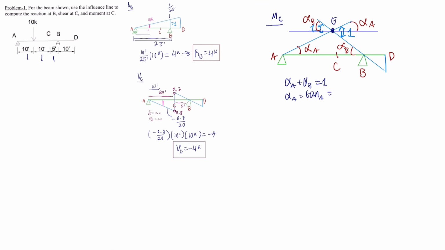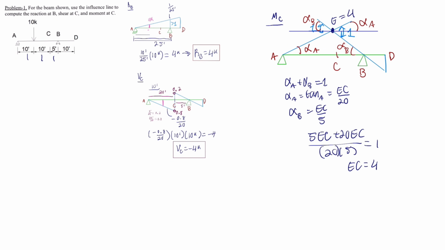and that tan A is equal to EC over 20, and that angle B is equal to EC over 5. And if we add angle A to angle B, we get 5EC plus 20EC over 20 times 5 is equal to 1. And we solve for EC, we get that EC is equal to 4, so we know that this will equal 4. Now we can minimize it.